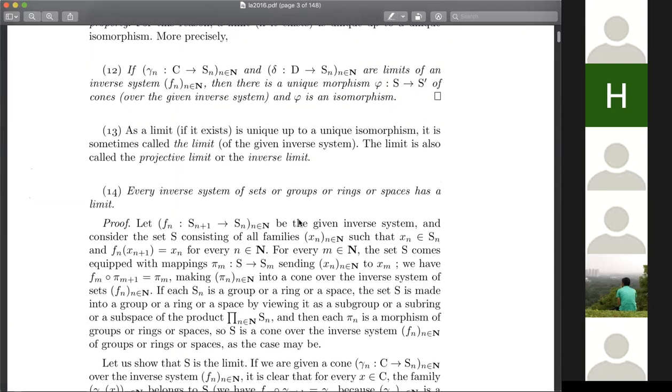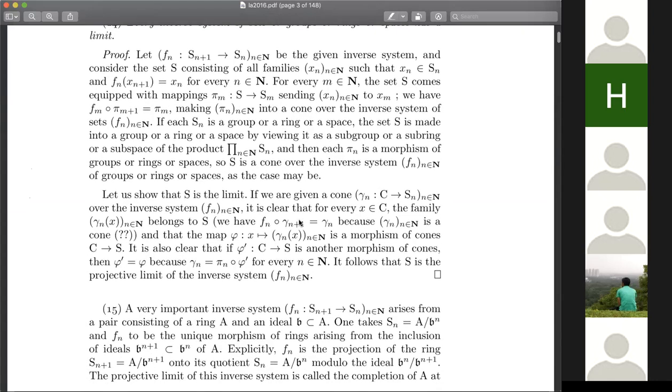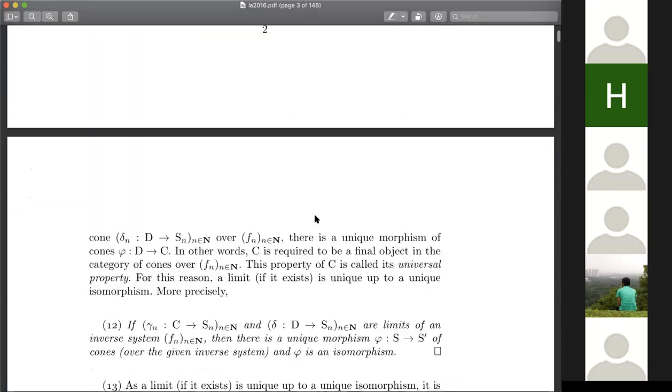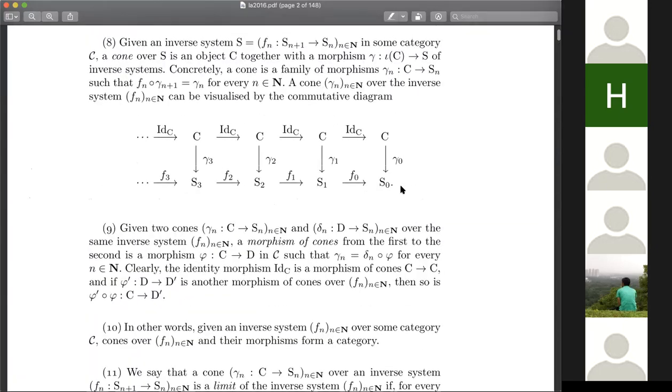So what you do is you take the inverse system of rings where these rings are, so S0 is the trivial ring, S1 is the ring Z mod pZ. You fix a prime number p first. So S1 is Z mod pZ, S2 is Z mod p squared Z, S3 is Z mod p cubed Z, and so on, right?